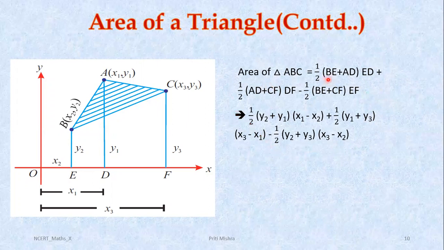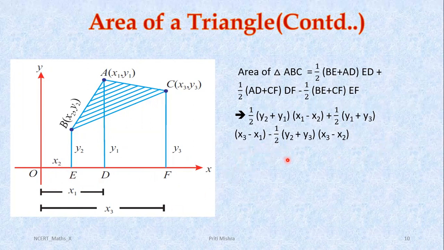So the length of BE, you can see here BE is Y2 and AD is Y1. So half into Y2 plus Y1, and ED is equal to X1 minus X2, because this whole is X1 and this is X2. So ED is equal to X1 minus X2, plus half into AD plus CF, which is Y1 plus Y3, and DF is X3 minus X1. Just like this, it is minus half into Y2 plus Y3 into X3 minus X2.